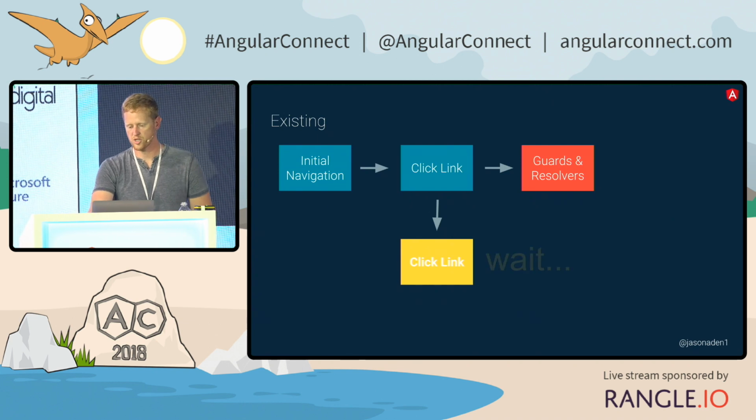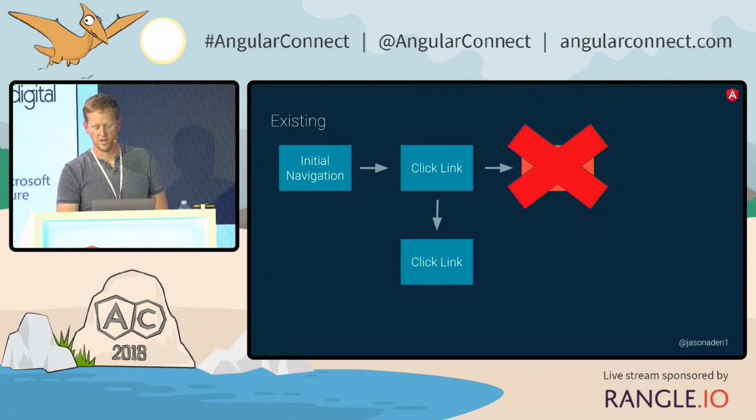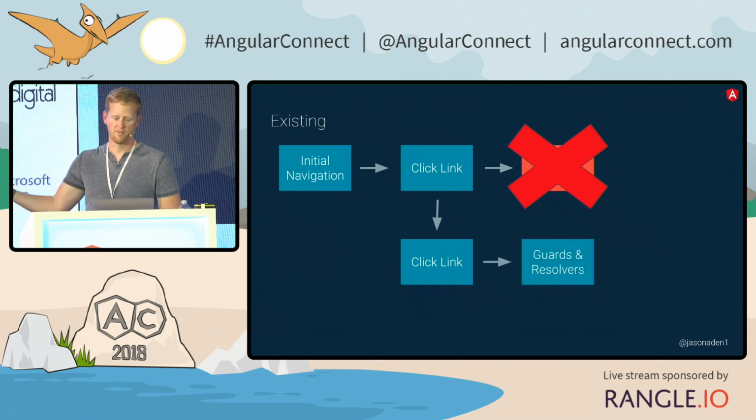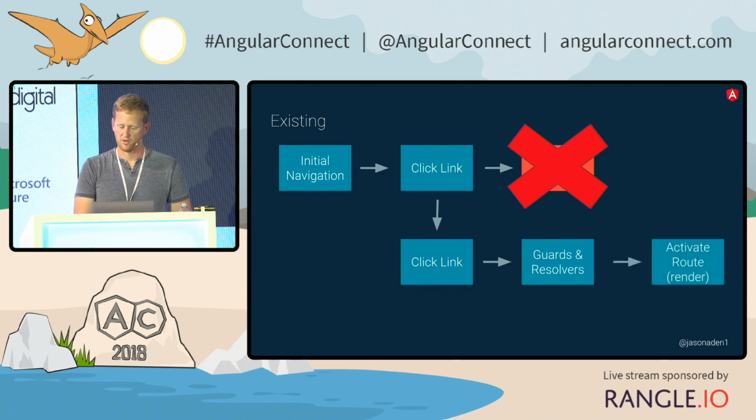We're in an observable world. We should be able to not have to wait and not have to just ignore the result. We should be able to just go straight to the new navigation and start the next set of guards and resolvers, and then activate the route.